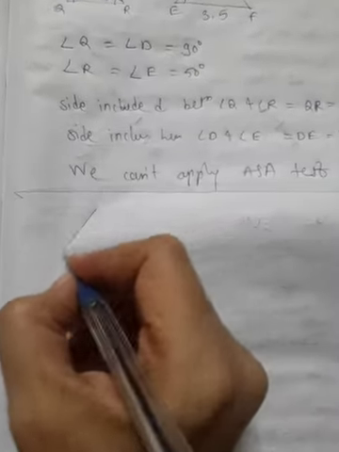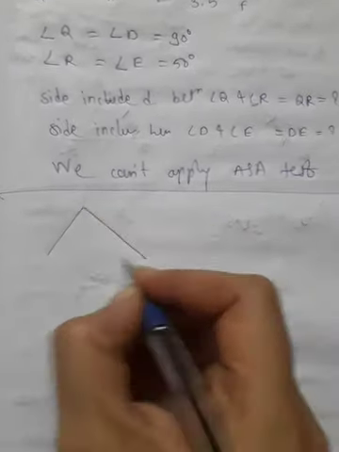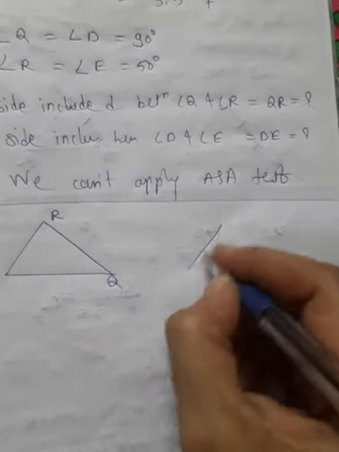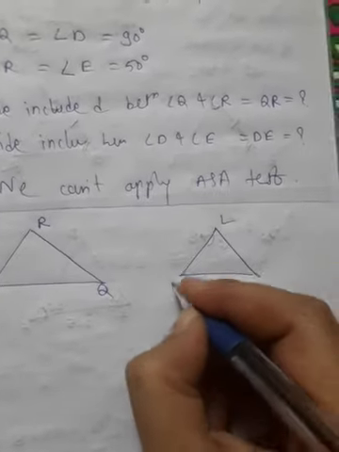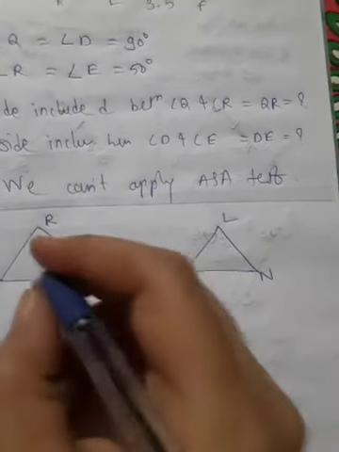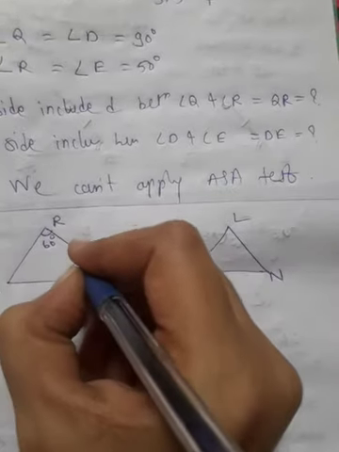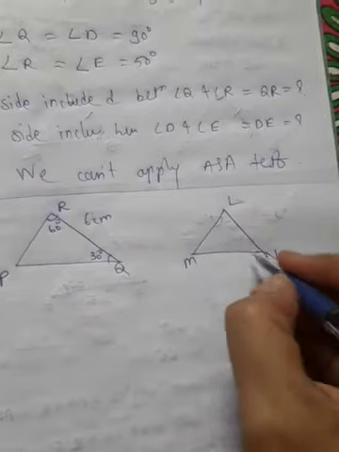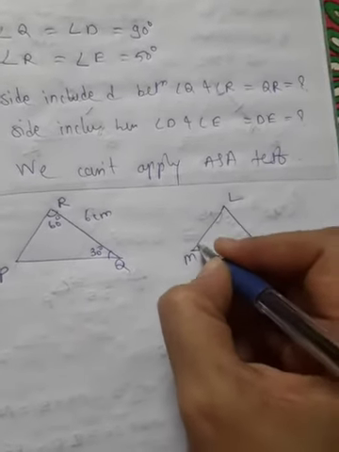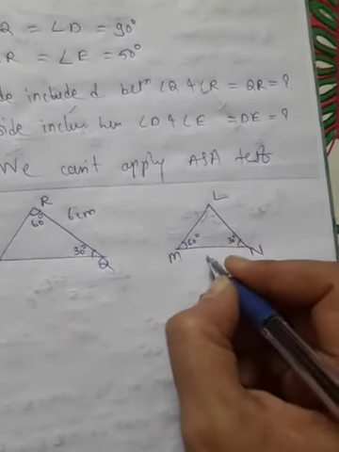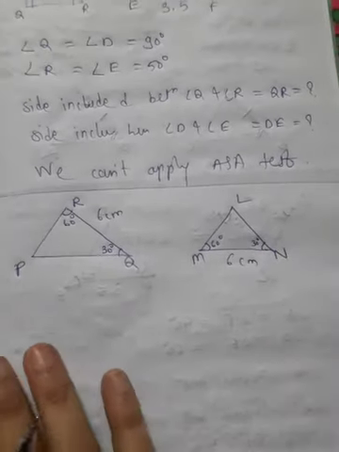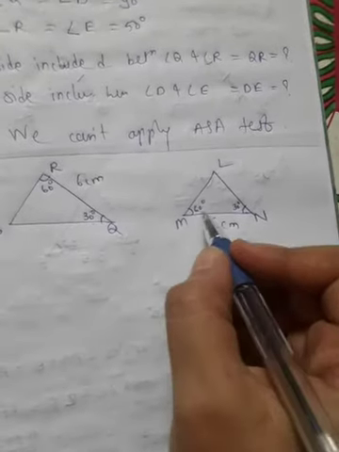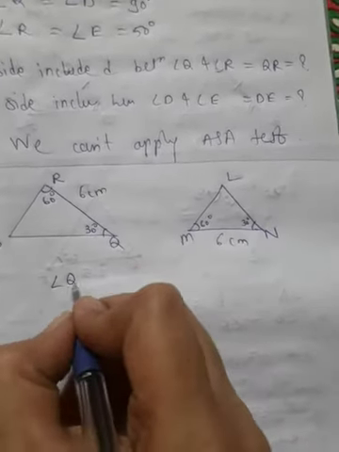Now see the next two triangles, RPQ and LMN, with 60 degree, 6 centimeter, 30 degree, 30 degree, 60 degree, 6 centimeter. Now see, can we apply the ASA test here? We have two equal angles here, 30 degree and 30 degree.